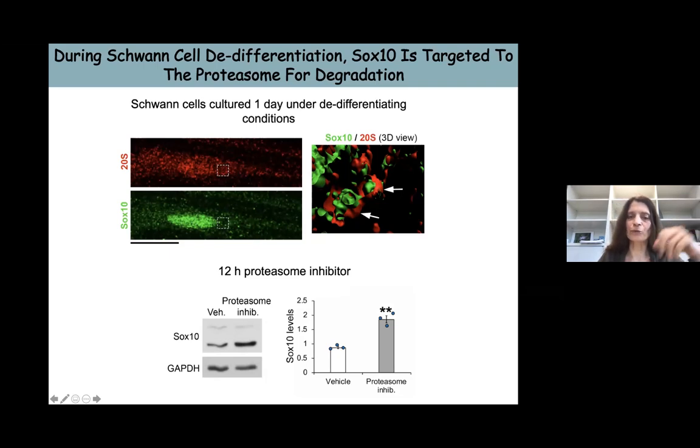You can see here the 20S by 3D view. And we treated with the proteasome inhibitor only shortly, only 12 hours, because the cells don't like it so much. And you can see already with 12 hours of this treatment an increase of SOX10 levels. So at least in dedifferentiated Schwann cells, SOX10 is targeted to the proteasome.